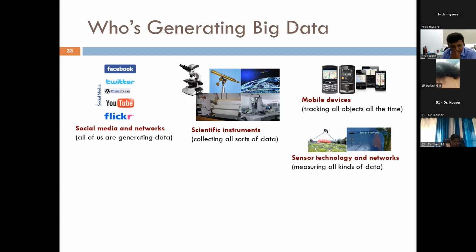Next comes the sensor technology and the networks, measuring all kinds of data. Everything is sensor based and sensor connected. Nowadays, even at our homes, at the classrooms, at the seminar halls, I'm talking about the educational institutions, most of them are sensor enabled instruments that we are using.